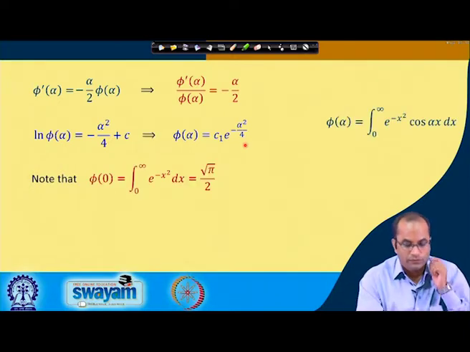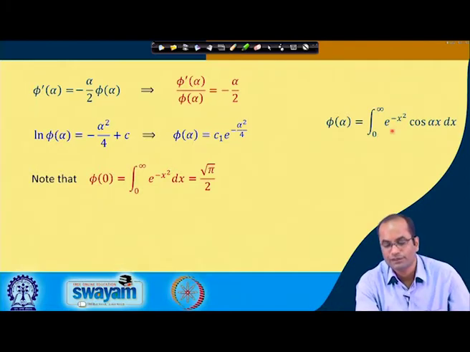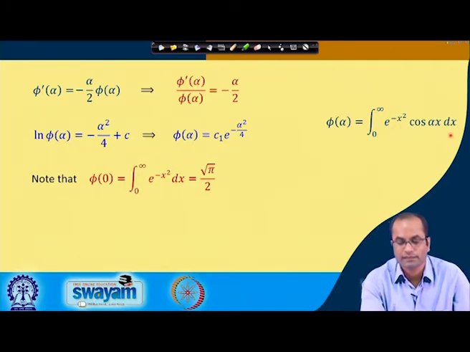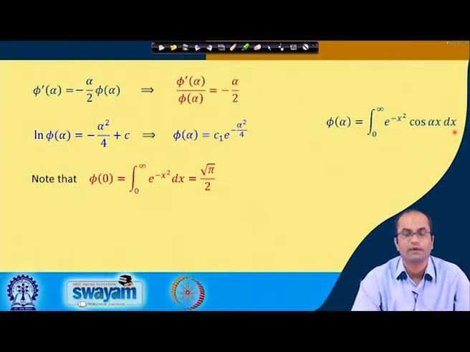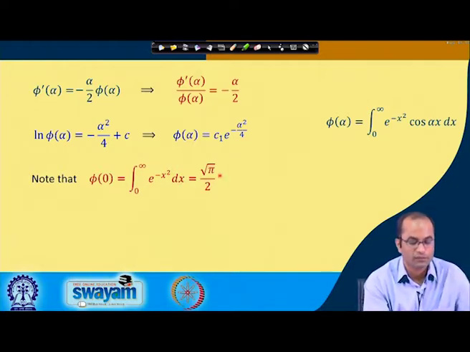And now, we note that this phi 0. The phi alpha was the integral from 0 to infinity of e power minus x square cos alpha x dx. So, phi 0 will be the integral from 0 to infinity of e power minus x square dx, and this integral we have seen in previous lectures as well, and in next lectures we will also prove that this is equal to square root pi by 2. So, this value of this standard integral is square root pi by 2. So, we know the phi 0.